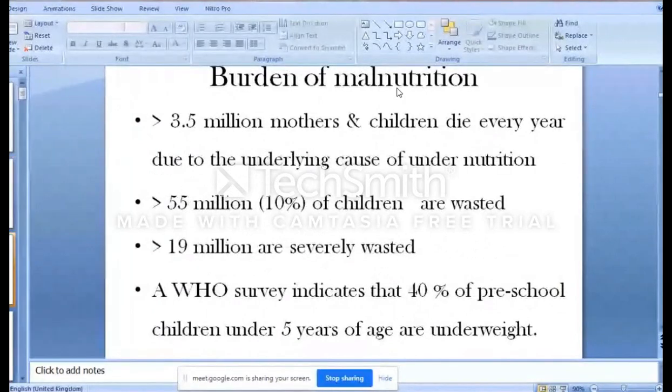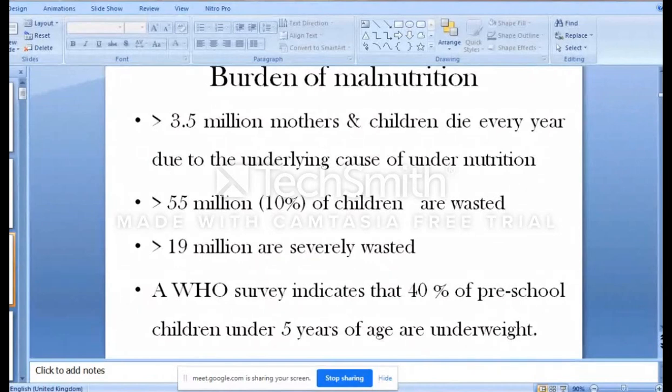The burden: malnutrition is a big burden. More than 3.5 million mothers and children die every year due to an underlying cause of malnutrition, malnutrition being defined here as low nutrition, undernutrition. More than 55 million people, about 10% of the children, are wasted globally. We have more than 19 million people who are very severely wasted, severely wasted meaning severely malnourished.